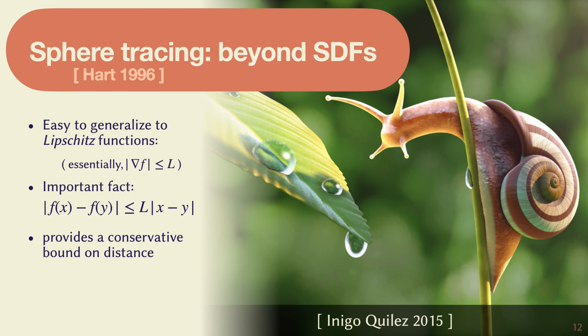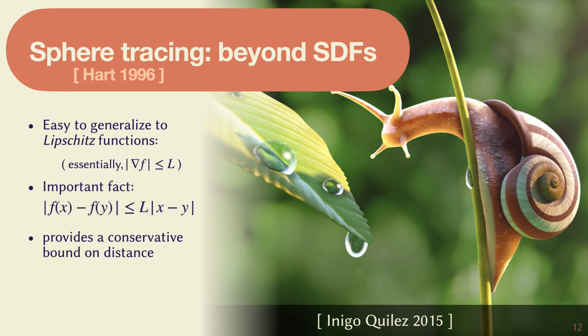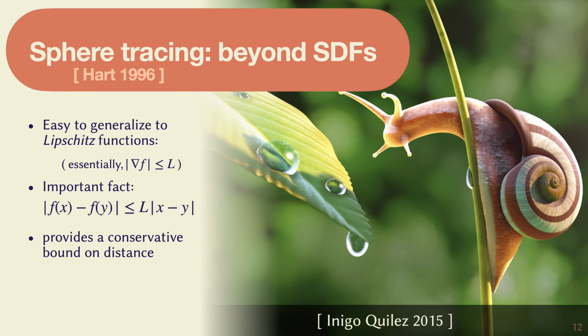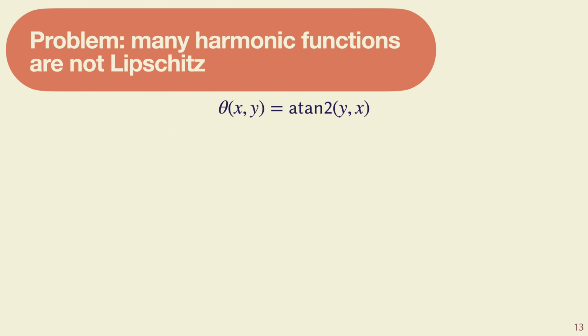And people have designed Lipschitz functions to encode some incredible scenes, like this iconic sphere traced snail designed by Inigo Quilez. But the problem for us is that many harmonic functions that people really care about are simply not Lipschitz. One illustrative example to think about is the angle function, often called atan2 when you're programming, which takes in a point and measures that point's angle with the positive x-axis.